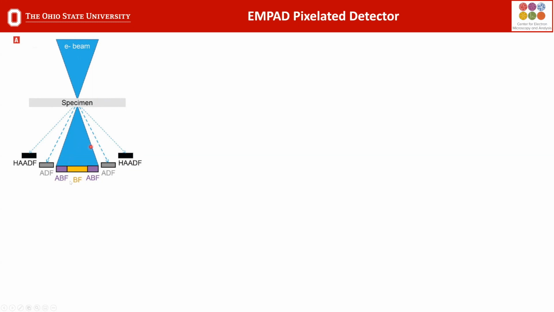But typically it's difficult, and so what different manufacturers and different systems have been trying to do is create optics and geometries where you can get all of these signals at one time without occluding or without blocking one of the other signals.